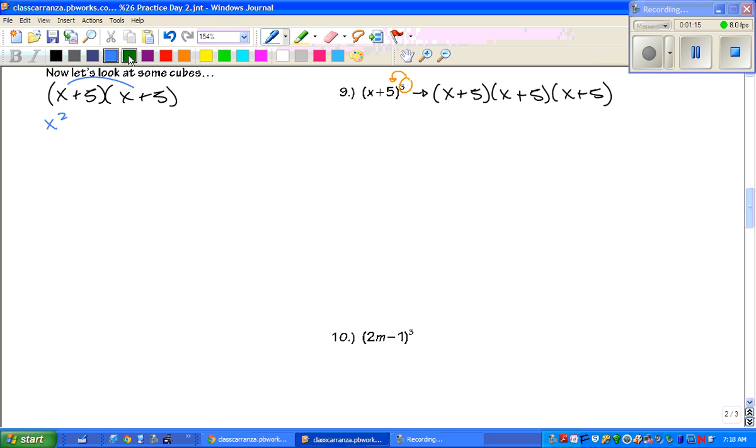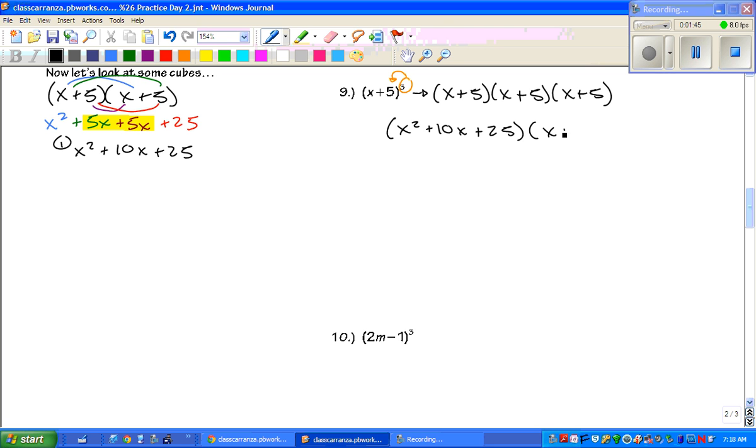So we get x squared plus 5x plus 5x plus 25. And when we combine our like terms, we get x squared plus 10x plus 25. So that's our first answer right there. But now I need to multiply that by the extra x plus 5.